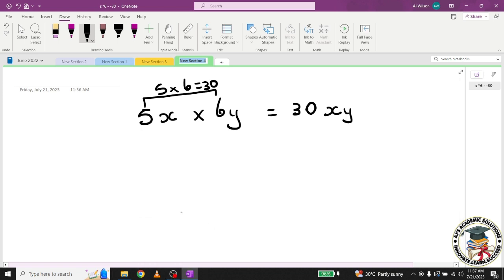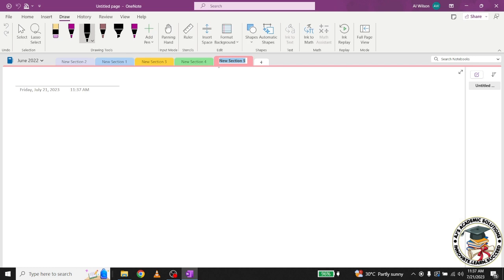So again, our variables are x and y, and our coefficients are 5 and 6. They are multiplying, so 5 times 6 is 30, giving us our final answer of 30xy. All right, so we're going to continue along the same pathway now. We'll be touching a little bit on the law of indices as we go forward.